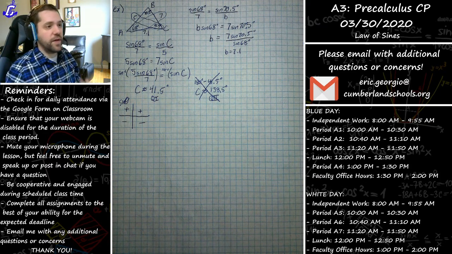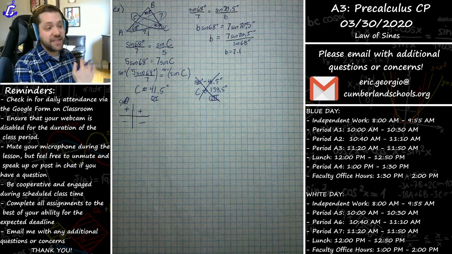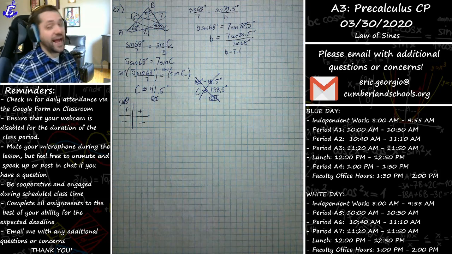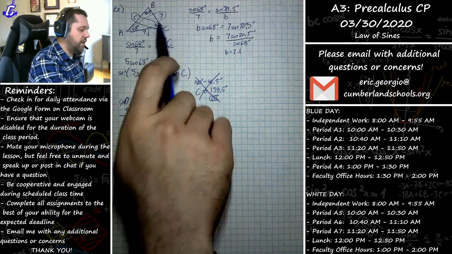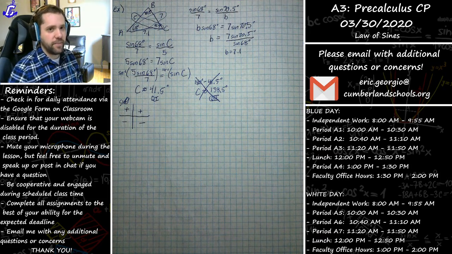Logical? Hopefully everybody understands why we have to check for a second answer, because the sine in the first quadrant and second quadrant is positive. So how do you know if you're talking about quadrant 1 or quadrant 2? You don't know. So that's why you got to check. Here, quadrant 2 didn't make any sense because that would cause our angles to go way over the 180 degree mark. So hopefully that's logical.